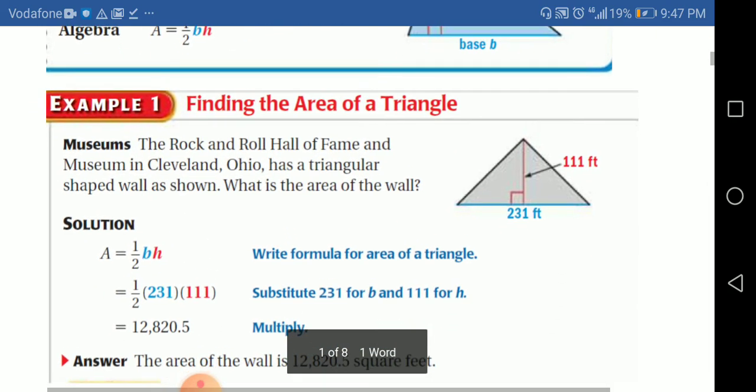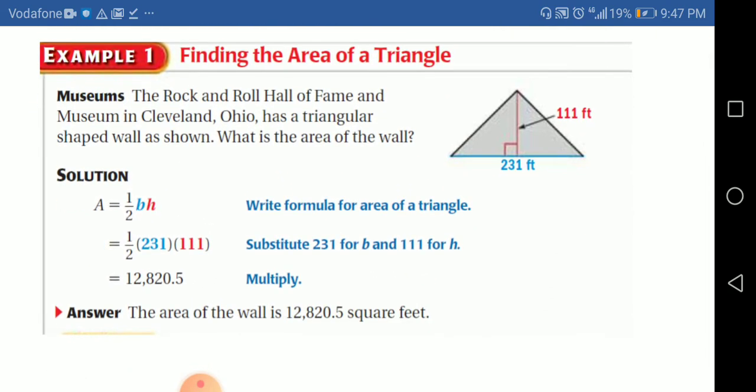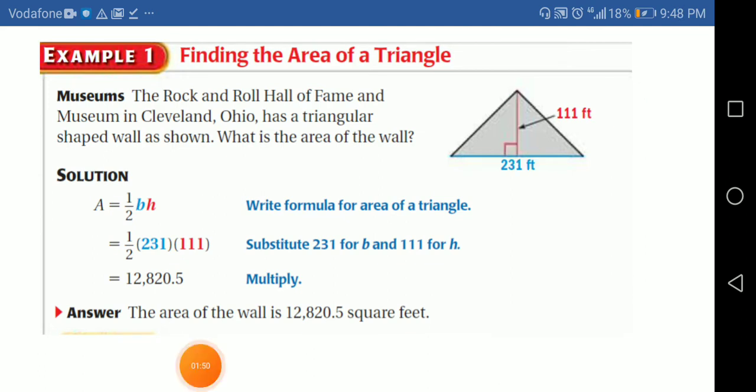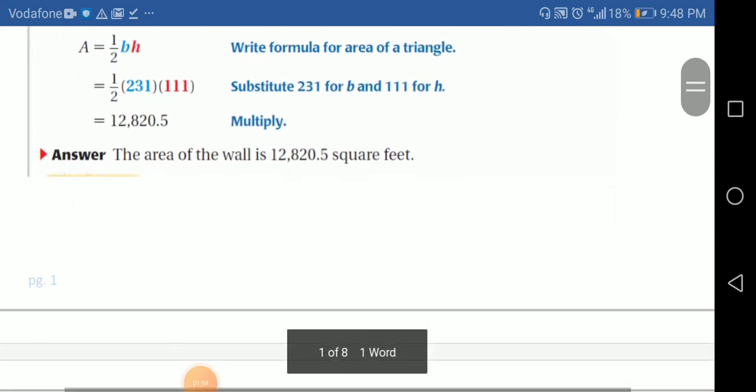You know that we have three types of triangles: acute, obtuse and right angle triangle. So this is acute. In an acute triangle, you will find the altitude or the height inside the triangle, and it must be 90 degrees here to give you this altitude or height. Half base times height, it means half of 101 times 231.